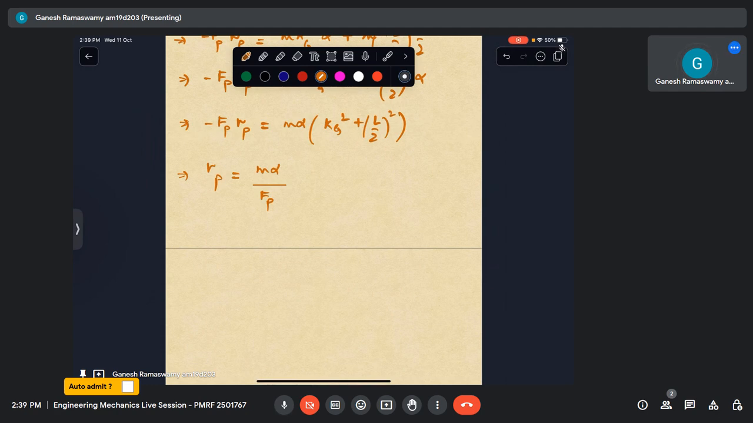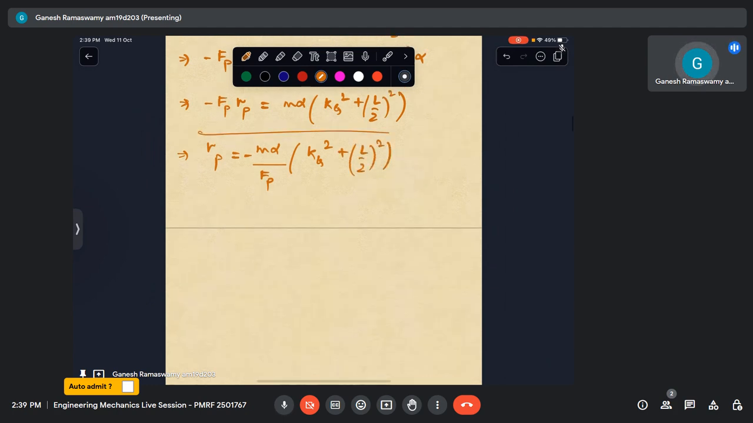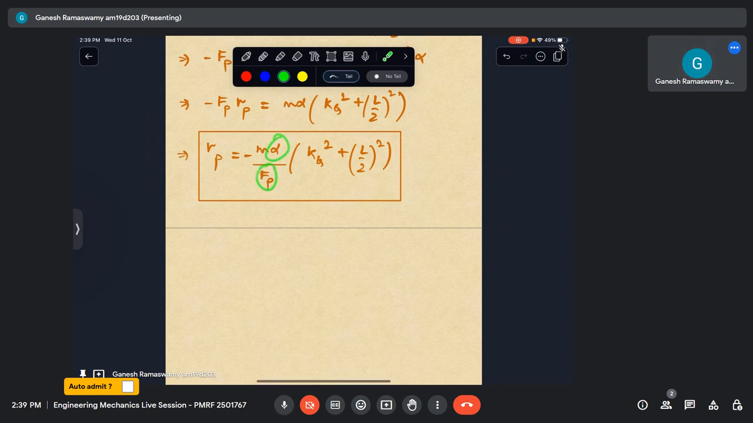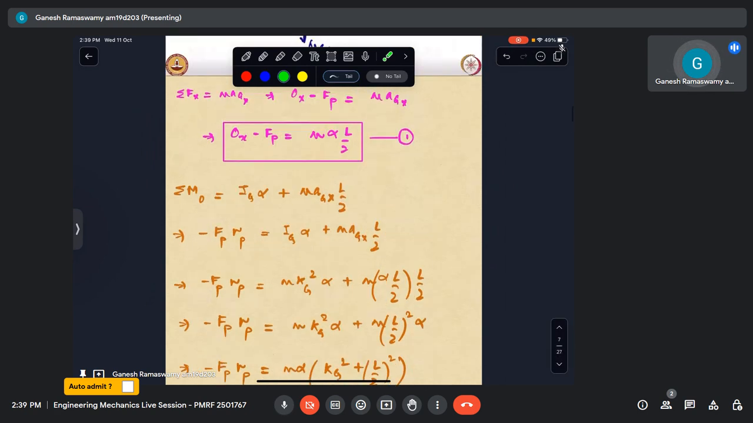So from here I can see that Rp is nothing but m alpha by Fp, minus kg squared plus L by 2 the whole square. So we have got one expression for Rp. What are the unknowns here for the time being? We have to eliminate these quantities so that we can get the value. So let us use this equation for that.